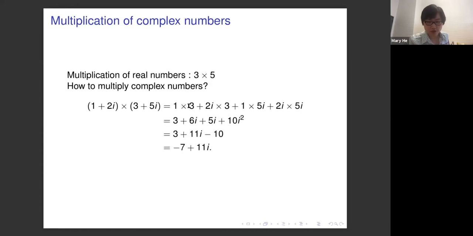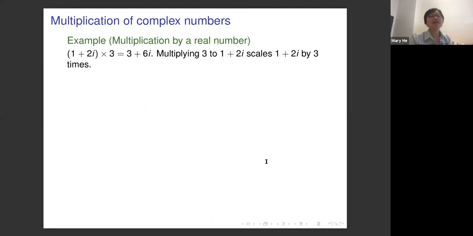Right, so 1 times 3 equals 3, and 2i times 3 is 6i. And 1 times 5i is 5i. And 2i times 5i is 10i squared. And we said at the very beginning, i is a number such that i squared equals -1, right? So if I do a little bit of calculation, 6i plus 5i gives us 11i, and 3 minus 10 gives us -7. So in the end, we get -7 plus 11i. So this is basically how one can multiply two complex numbers.